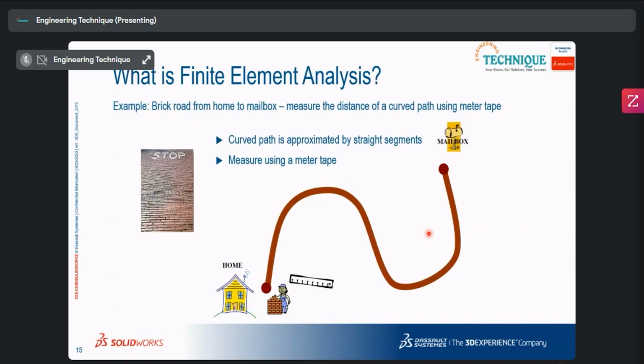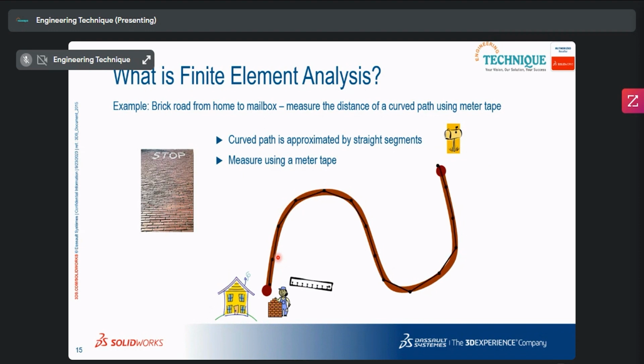Okay, now to understand very easily, I have taken one example. Suppose this is my home and this is the way to the mailbox. So it is a curvilinear path. If I want to measure this path with my meter tape, how can I measure? Because a meter tape is a linear path. So what should I do?